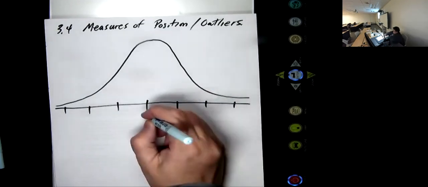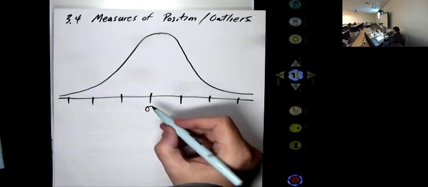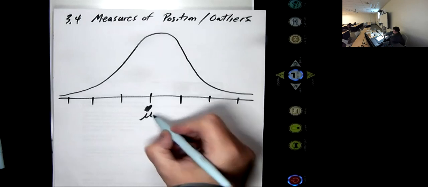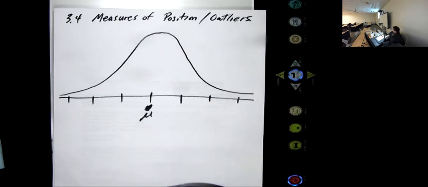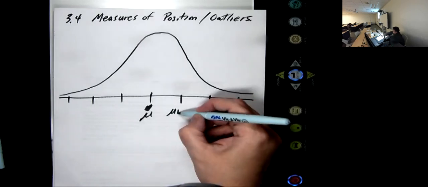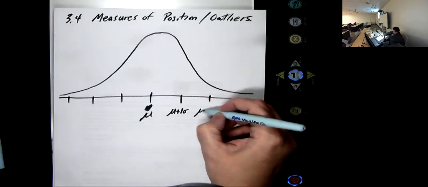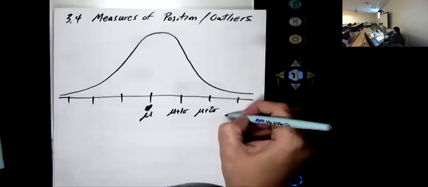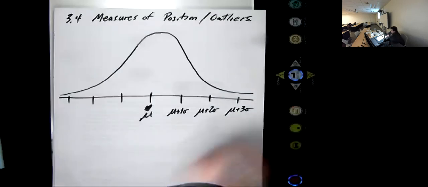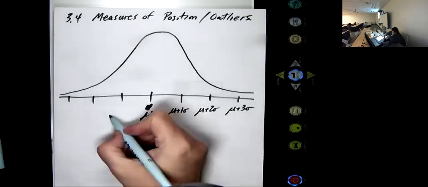In the center, we have the mean. And as we go right or left, we add one standard deviation at a time. We've got one standard deviation. Here I've got two standard deviations. Here I've got three standard deviations. And as we go to the left, we subtract.